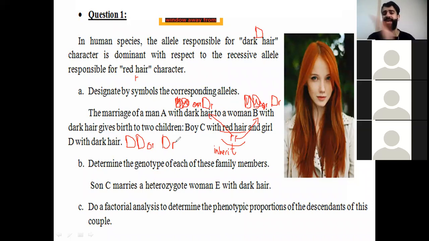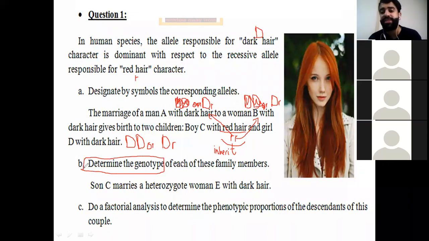We cannot know unless she is married, and we can determine this later on. So this is DD or DR. Okay, great. Whenever they say determine the genotype, we have to explain, to justify this. Because if we don't justify, your answer is not complete.